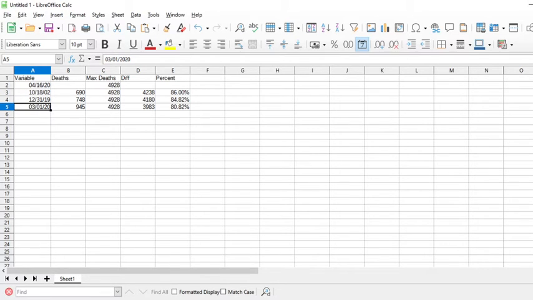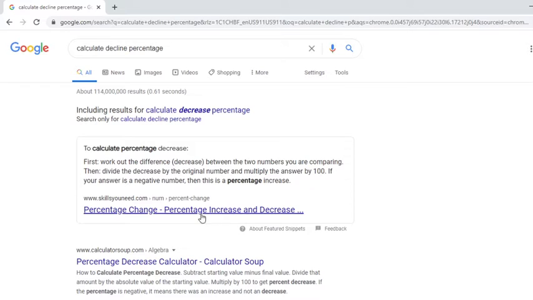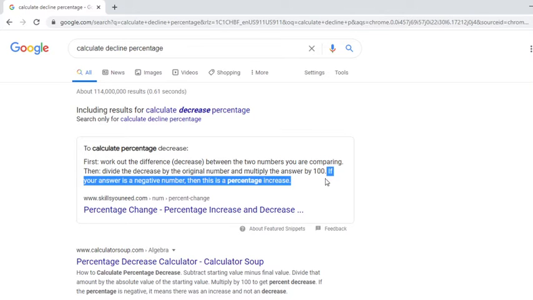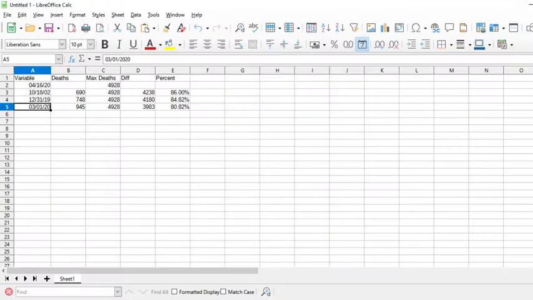Okay, so how do we calculate the percent of change? Well, it says here: find out the difference between the two numbers you're comparing, then divide the decrease by the original number and multiply by 100. Here's the critical part: if your answer is a negative number, then this is a percentage increase. Let's do the math now.